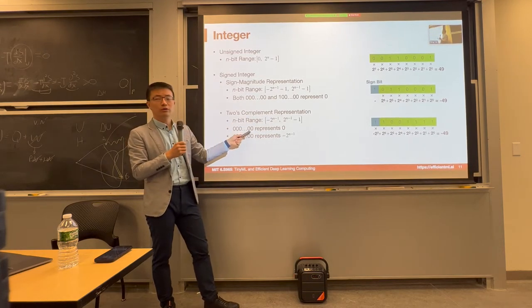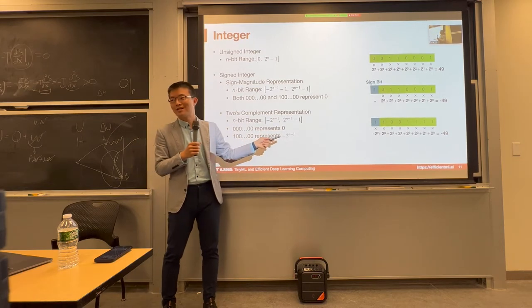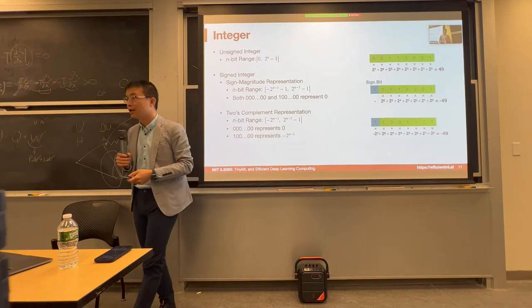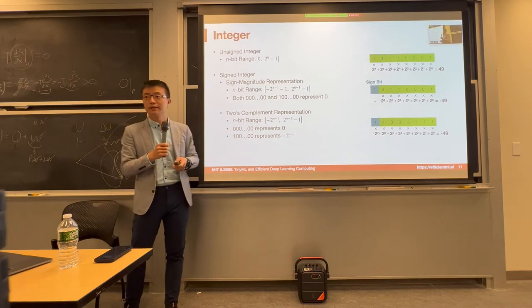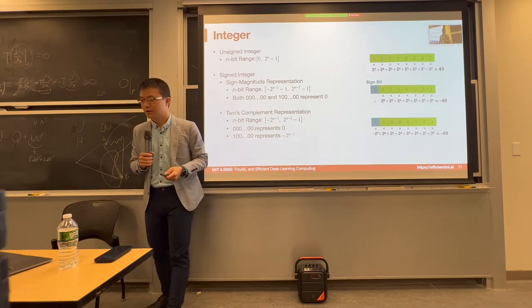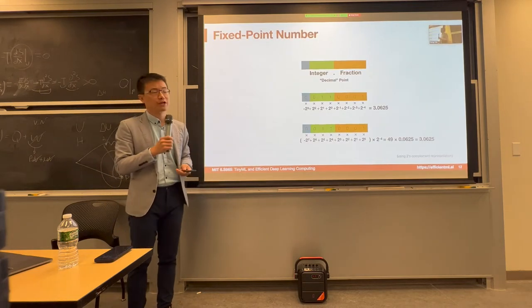minus 2 to the power of n minus 1. So all 0 represents 0. But 1, 0, 0 represents the smallest number, which is minus 2 to the power of n minus 1. Any questions on the integer representation? So far, so good. Okay, so let's talk about the fixed point numbers.